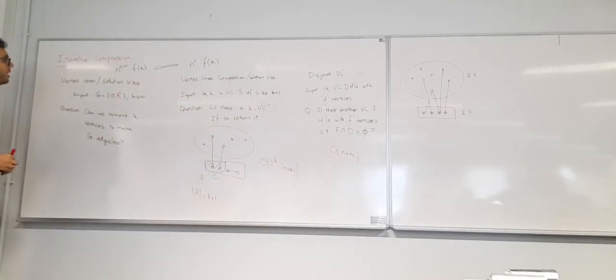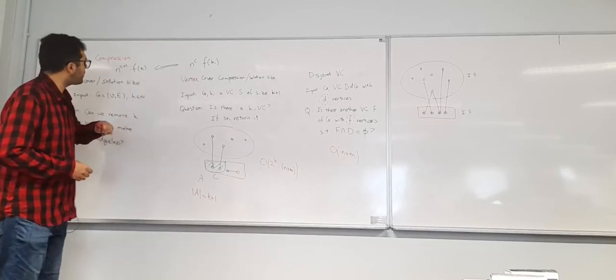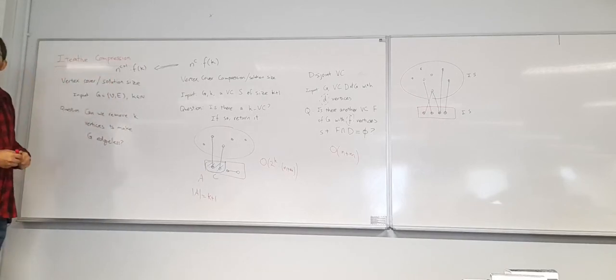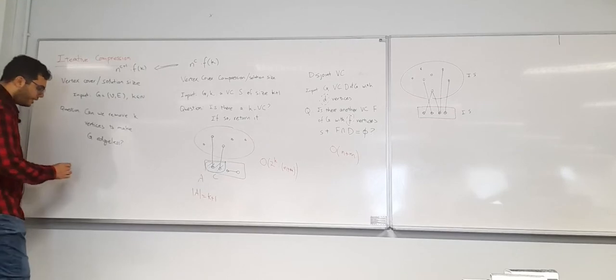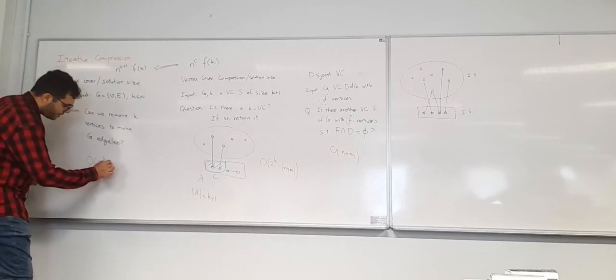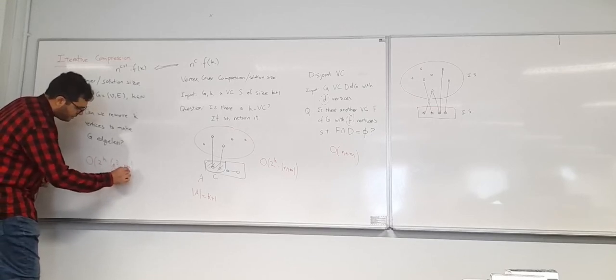But we said that if we can solve this one in n to the power of c times f of k, I just get an extra factor of n here. So now this one is solved in O 2 to the power of k times n squared plus nm.